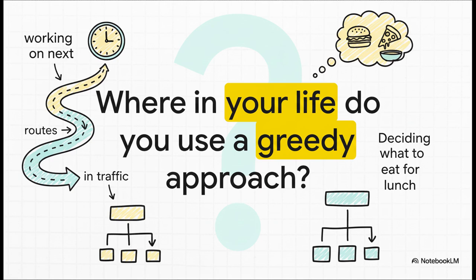And that brings us right to the end. The greedy algorithm, as you can see, is more than just computer code. It's a mental model for making decisions. So I'll leave you with this to think about. Where else in your life do you use a greedy approach to make your choices? The next time you face a tough decision, ask yourself, what's the best possible choice for right now? You might be surprised where that thinking takes you.